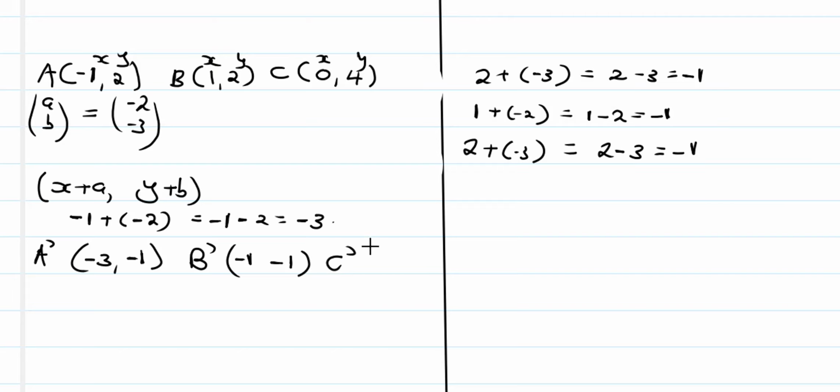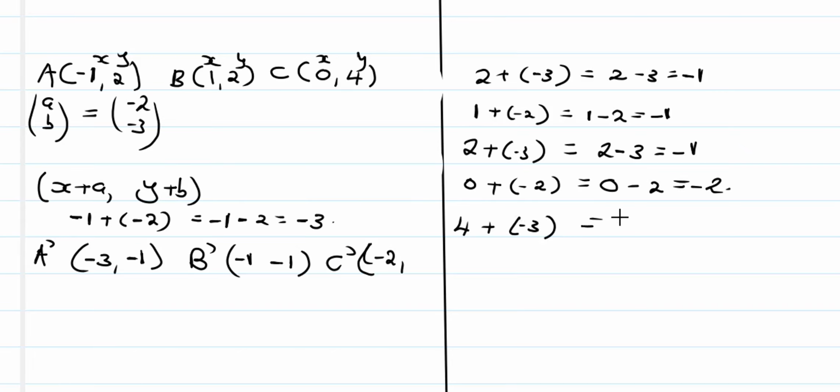Then we go to C, which we have 0, and x plus a, so 0 plus a, where a is -2, becomes 0 minus 2, which is -2. The last one is 4, so 4 plus b, where b is -3, becomes 4 minus 3, which is 1. So (-2, 1), and this gives the new coordinates for the translated triangle.